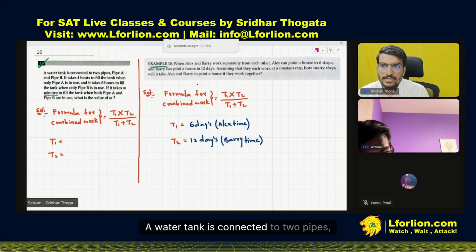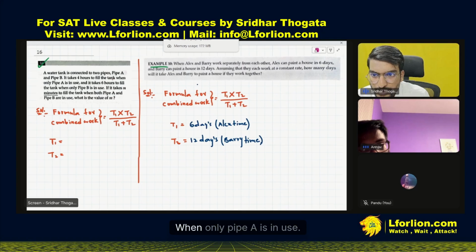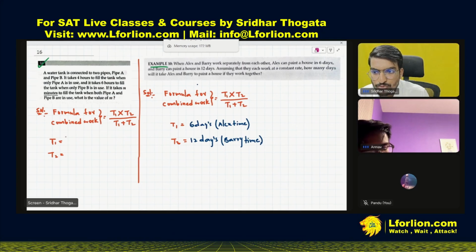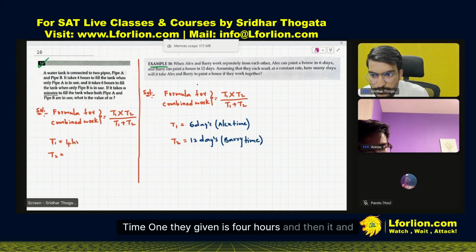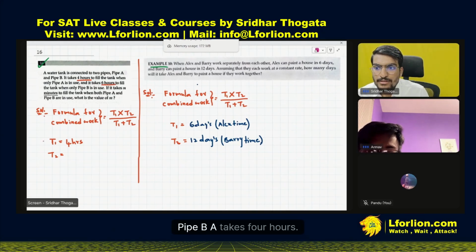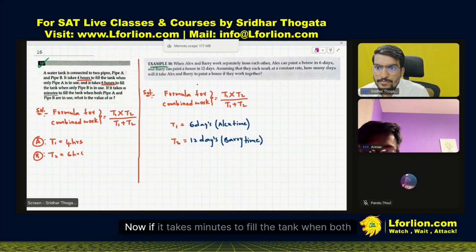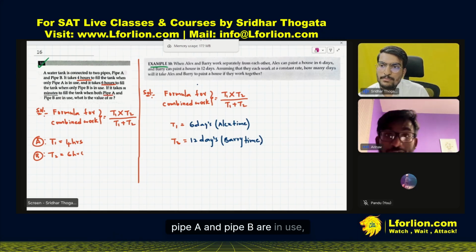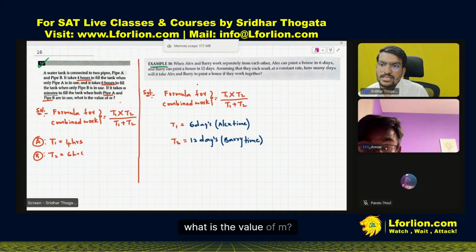A water tank is connected to two pipes, pipe A and pipe B. It takes 4 hours to fill the tank when only pipe A is in use. Time 1 they gave is 4 hours, and it takes 6 hours to fill the tank when only pipe B is in use. Now if it takes M minutes to fill the tank when both pipe A and pipe B are in use, what is the value of M?